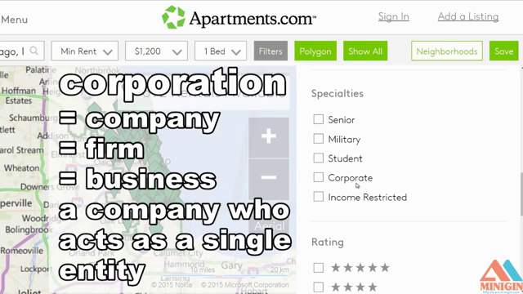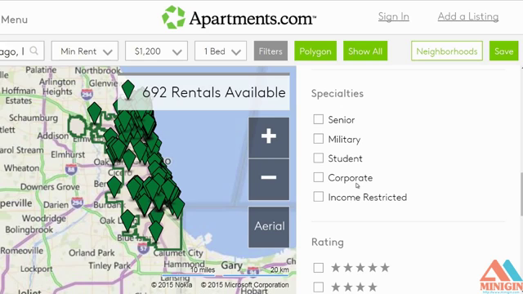Corporate means you work for a larger corporation. Some corporations that we already looked at in last section were Verizon or Cricket. We looked at Orbitz, that is a corporation. So if you are a corporate worker, then you are employed by a corporation, and there may be from some of these corporations a special discount too.